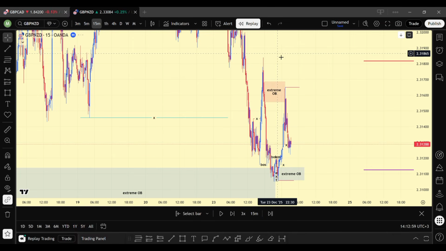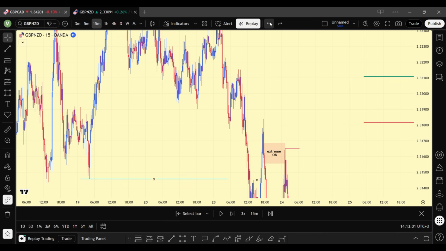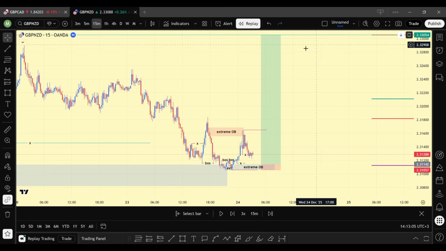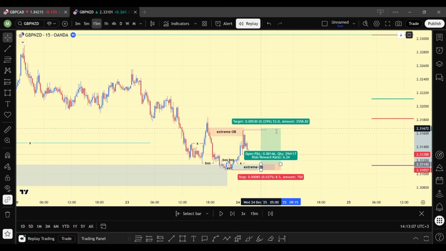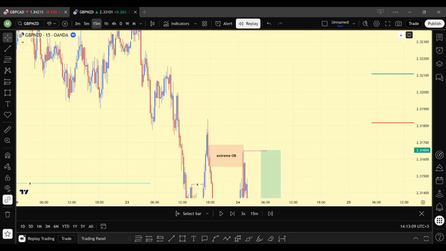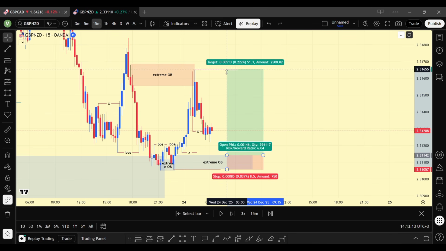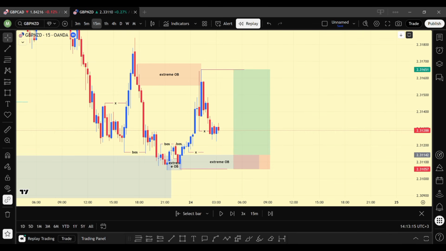But anyway, since I'm a day trader, I will not be targeting all that. I just need this one here. So yeah, this here will be my target. So exactly right there, that's my target. And yeah, set my buy limit order exactly right there. And right now, let's see what price does.